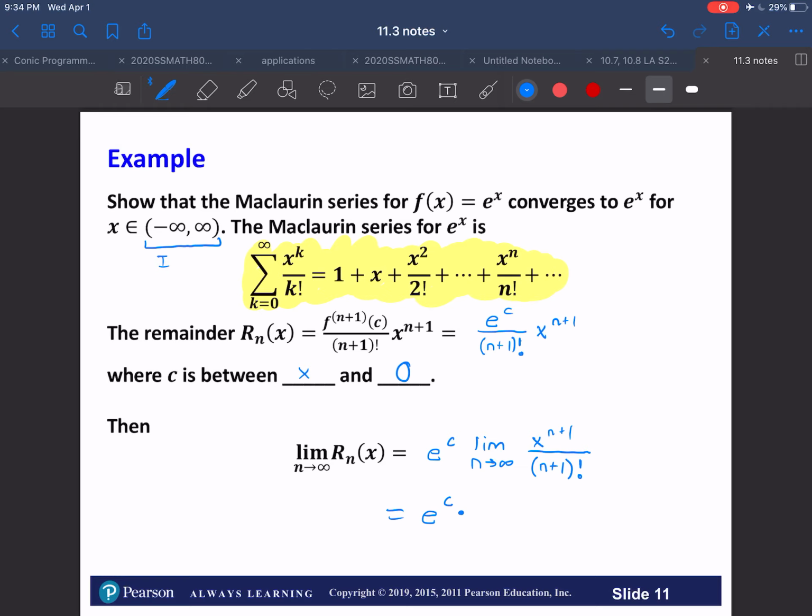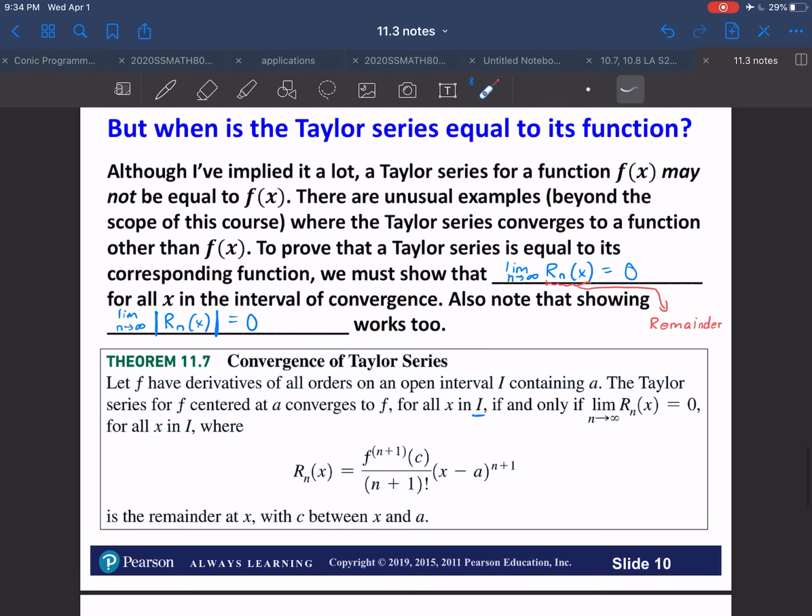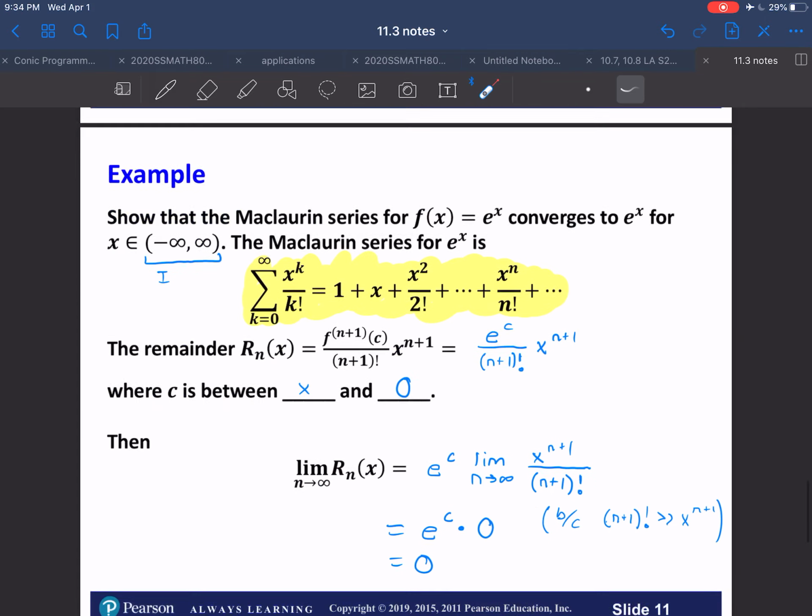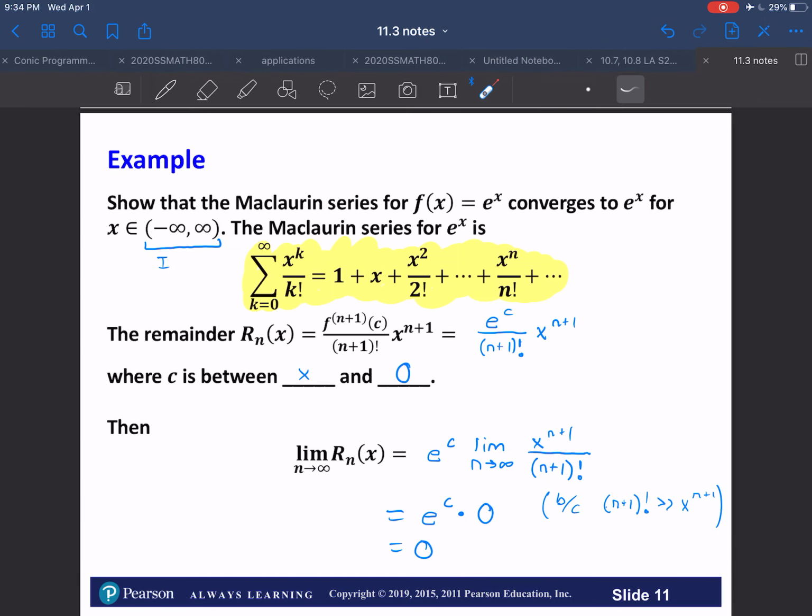This limit has to be equal to 0 because the denominator has a larger growth rate than the numerator. Because (n+1)! grows much quicker than x^(n+1). And so what we have shown is that this limit, the limit of the remainder, is 0, which is what we wanted. We wanted to show that it was equal to 0. And since it is equal to 0, let's write out the conclusion statement.